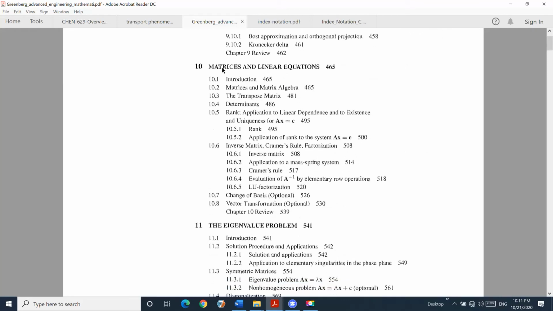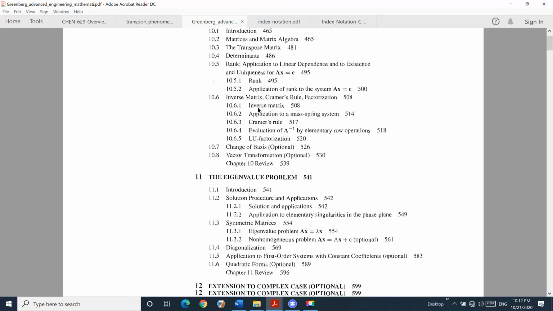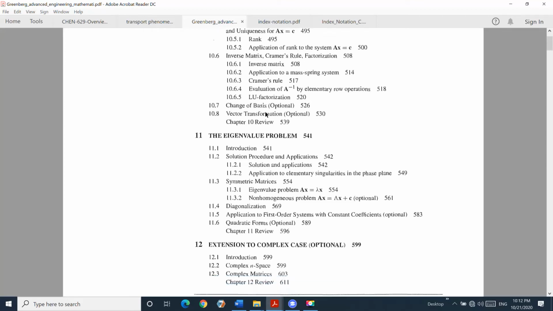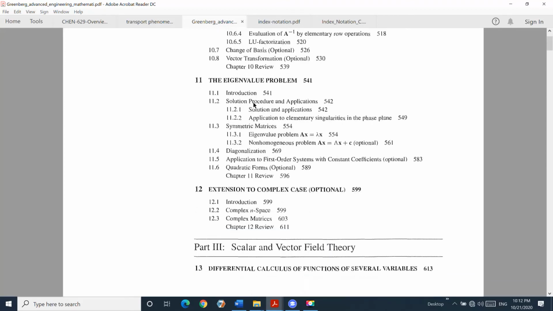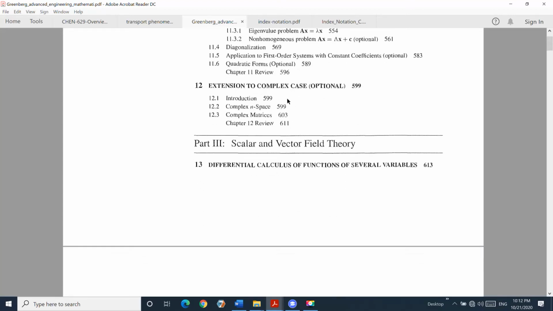Chapter 10 talks about matrices and linear equations. It gives the general definition of matrices, the transpose of matrices, determinants and the rank of matrices, the inverse of matrices and applications, Cramer's rule, LU factorization, change of bases, and so on. Chapter 11 covers eigenvalue problems, and chapter 12, the extension to the complex case, is optional.